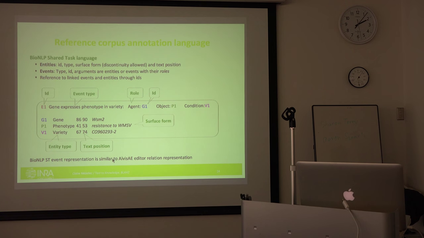It is close enough for event representation, but it's different for other types of objects. For instance, sets are not easily represented in BioNLP. We also have to extend the BioNLP shared task representation to represent discontinuous entities. It was not initially designed for that.